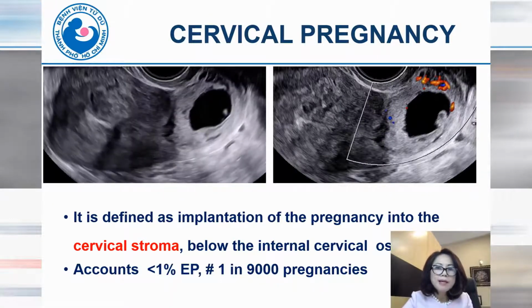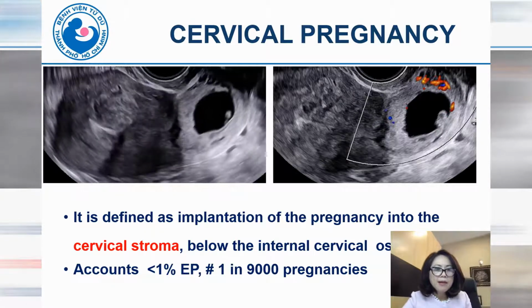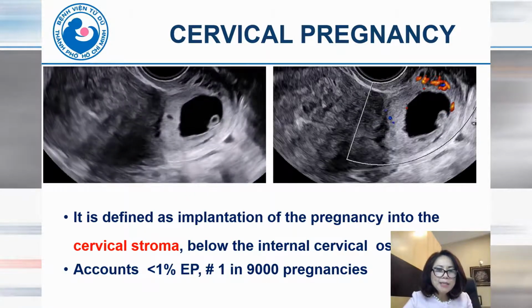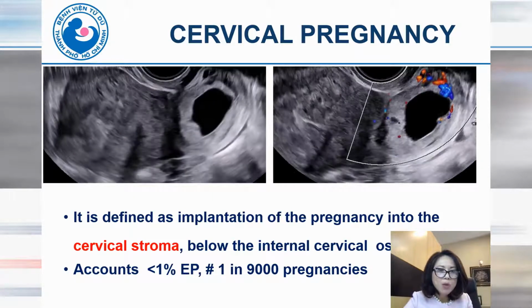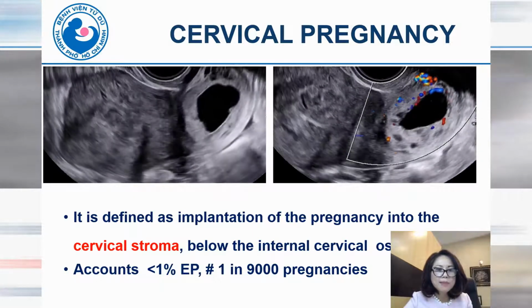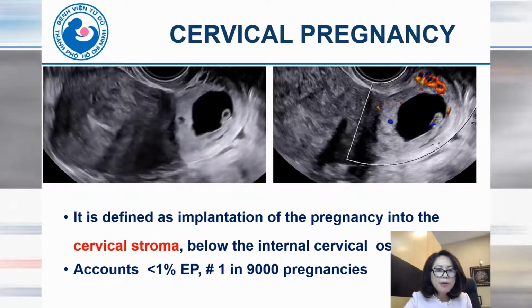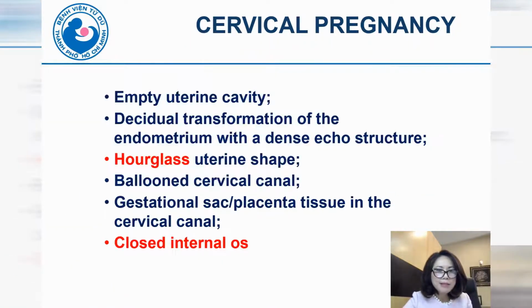Cervical pregnancy is another rare type of ectopic pregnancy. It is defined as the implantation of pregnancy into the cervical stroma below the internal os, accounting for less than 1% of all ectopic pregnancies and about 1 in 9,000 pregnancies. Criteria suggesting the diagnosis of a cervical pregnancy include an empty uterine cavity, decidual transformation of the endometrium with a dense echo structure, hourglass uterine shape, ballooned cervical canal, gestational sac and placental tissue in the cervix, and the important thing is a closed internal os.